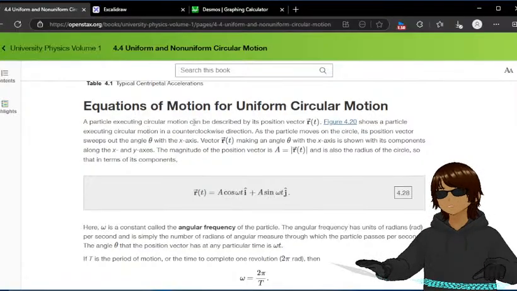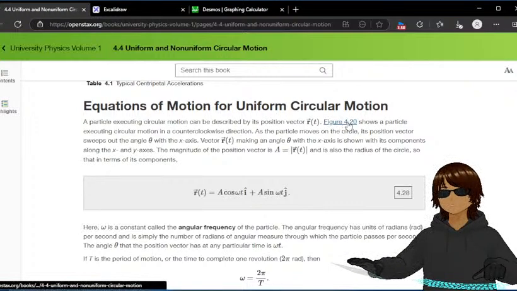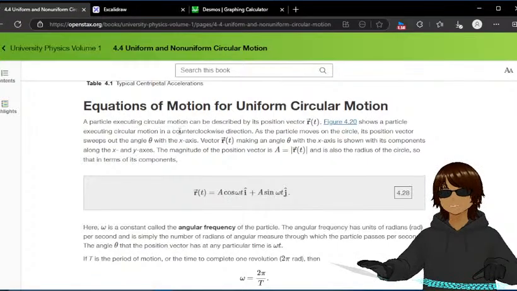Equations of motion for uniform circular motion. A particle executing circular motion can be described by its position vector r. Figure 4.20 shows a particle executing circular motion in a counterclockwise direction. As the particle moves on the circle, its vector sweeps out the angle theta with the x-axis. Vector r making an angle theta with the x-axis is shown with its components along the x and y axes. The magnitude of the position vector, A, is equal to the length of r and is the radius of the circle, so that in terms of its components we have this.